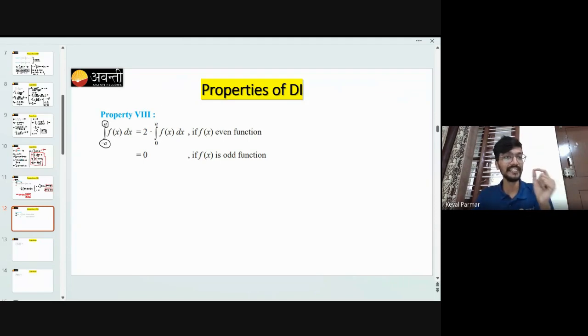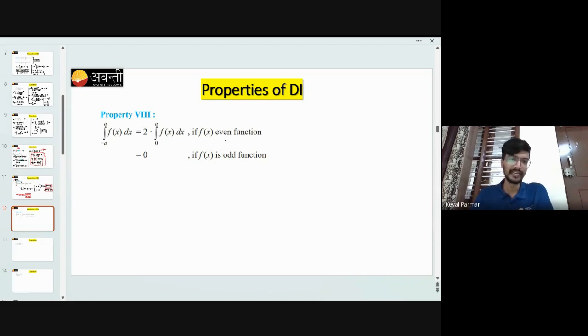These are very unique limits. Minus a to a. In any question, we can easily see minus a to a limits. So if my limits are from minus a to a, I should think of this property. That is the even-odd property.